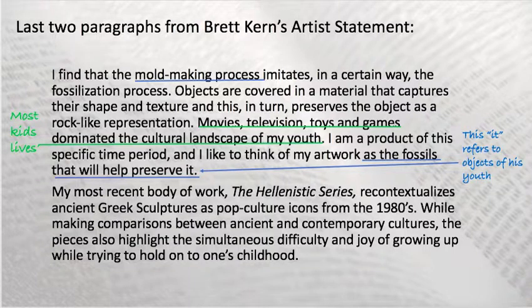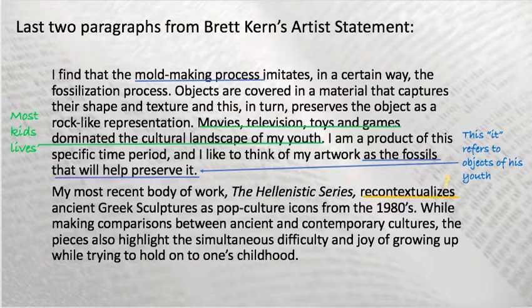Now, the next paragraph says, my most recent body of work, the Hellenistic series, recontextualized ancient Greek sculpture as pop culture icons from the 1980s. That is a big sentence with a lot going on in it. First, he has this word recontextualized. That is a really long word. I might want to look that up to make sure that I understand the meaning. So I'm going to highlight that in yellow and put a little question mark to remind myself that, hey, I'm not really 100% sure what this means. I might need to go back and look at that.